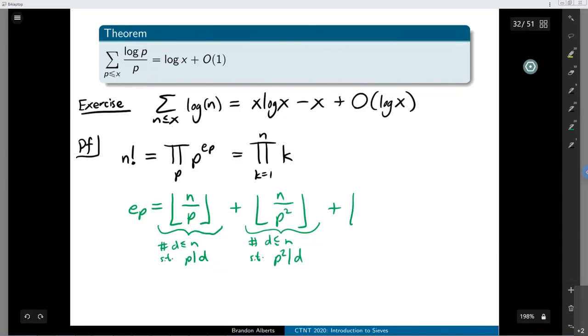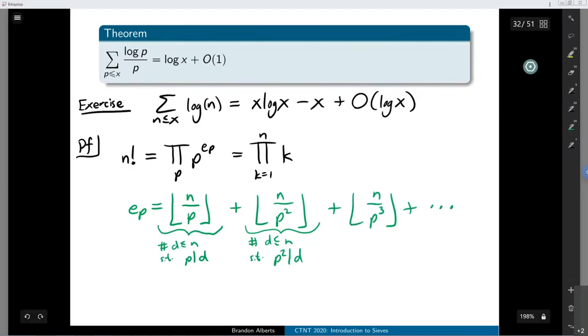And in fact, this pattern continues. We have to do it for p cubed, p to the fourth, etc., giving us this infinite sum formula for expressing the exponent of these primes.